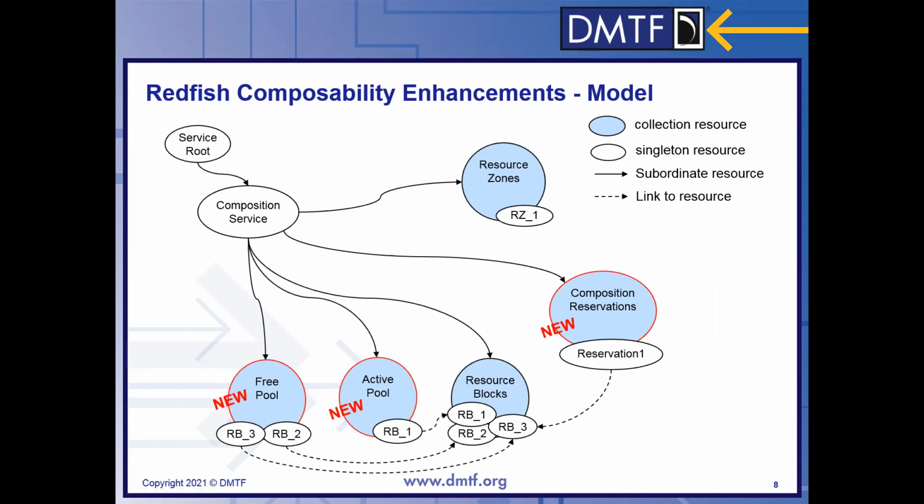There's also a new composition reservations collection coming off the composition service. When a client does a preview reserve type of compose action, if the service is able to successfully take that request and store a reservation on behalf of that client, it represents that reservation as a member of the composition reservations collection. That way, if a client doesn't like the outcome, or if an administrator needs to come in and free reservations, they can walk the composition reservations collection and delete members as needed.